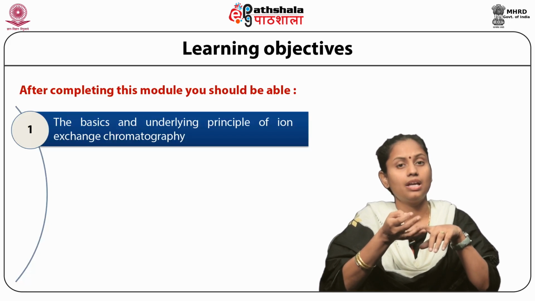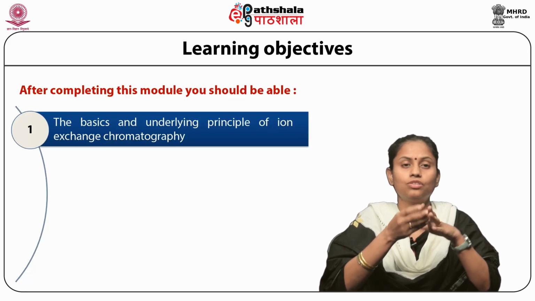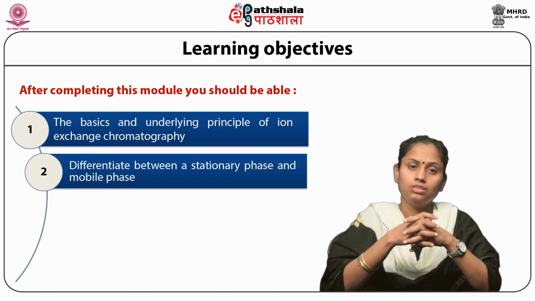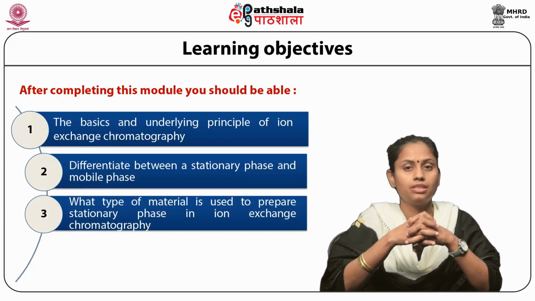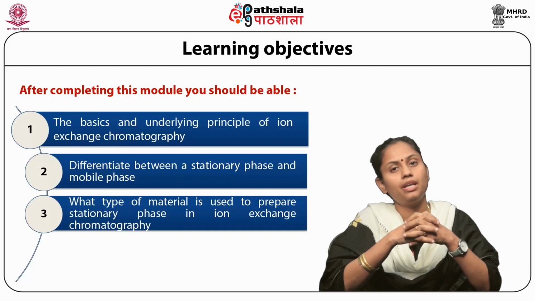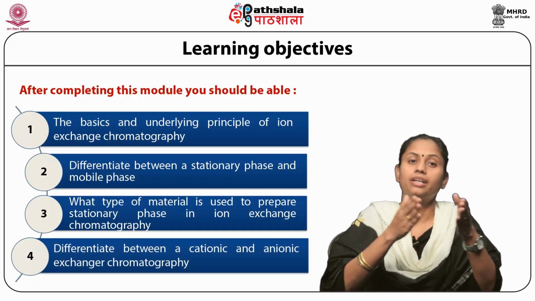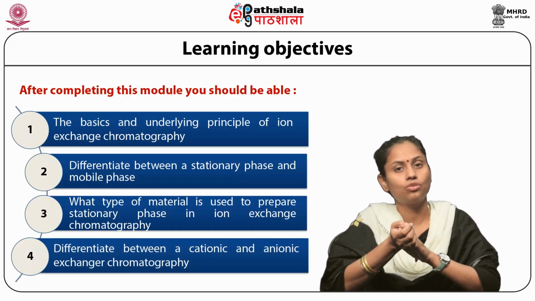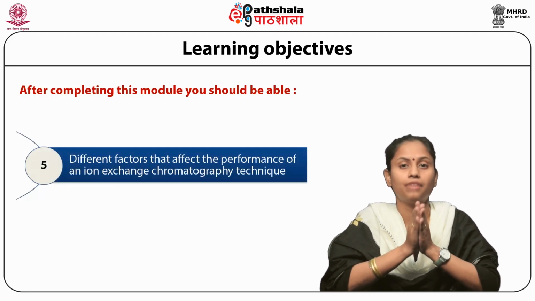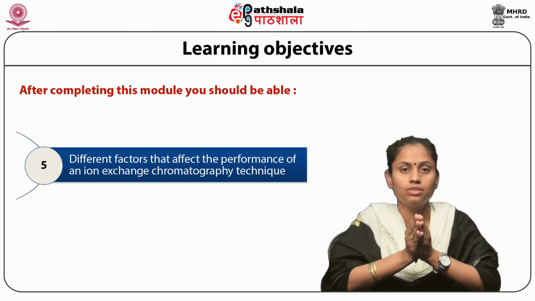The second objective is that the students will be able to differentiate between a stationary phase and a mobile phase. The students will also know what type of material is used to prepare the stationary phase in ion exchange chromatography. Next, the students will be able to differentiate between a cationic and an anionic exchanger chromatograph. And lastly, the students will understand the different factors that affect the performance of an ion exchange chromatographic technique.